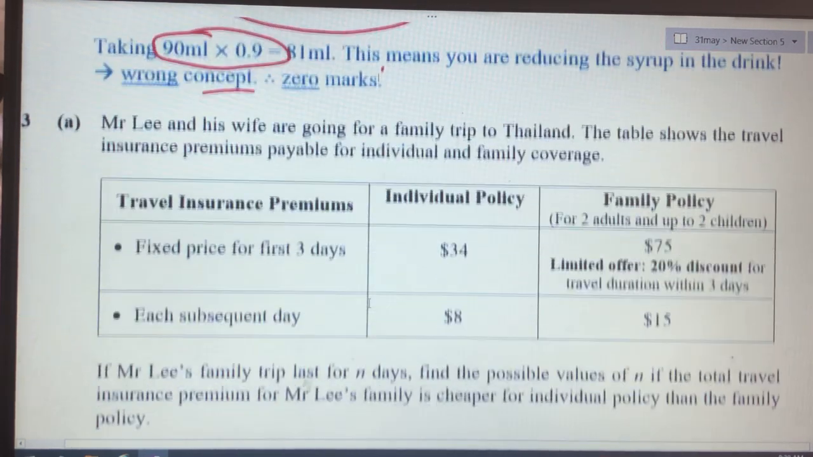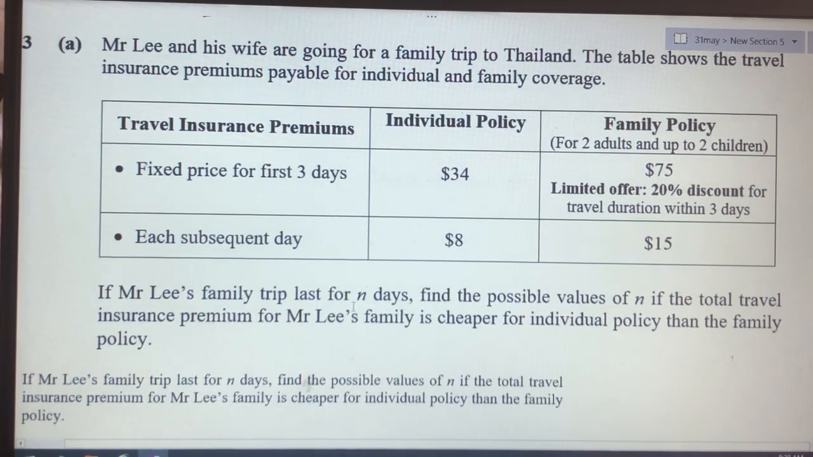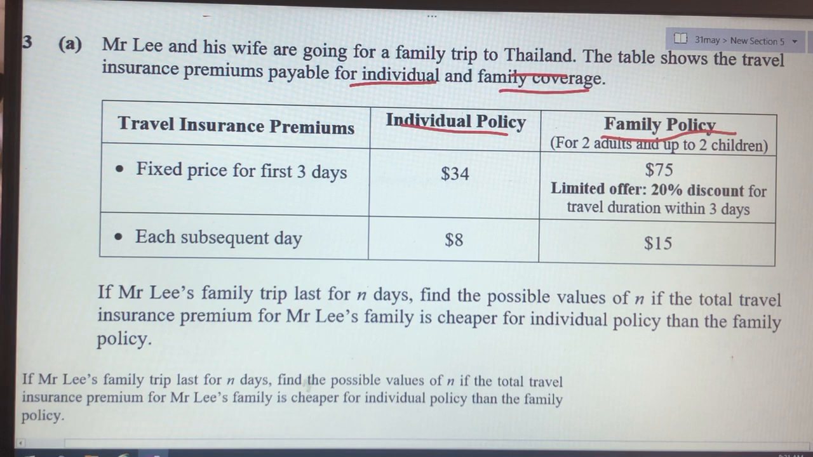All right, now next one is on this tour or trip to Thailand. So there are two coverages. One is for individual, one is for family. Now, fixed price. Some of you don't understand what is fixed price. Fixed price for first 3 days. They didn't say $34 per day or whatever. Or did they say? They didn't say, right? Okay, Mr. Lee's trip. You read. For two adults and up to two children, 20% discount for travel within 3 days. And this is first 3 days.